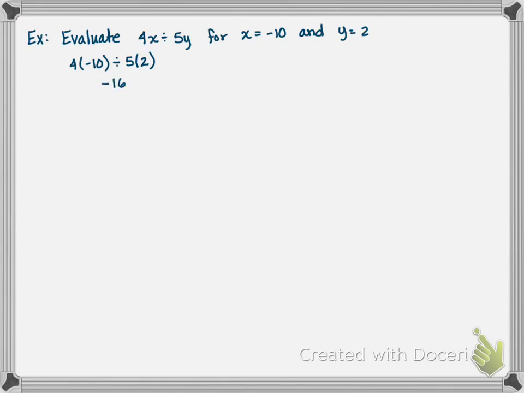No, it's doing it in the order that you are supposed to. Order of operations says to do multiplication and division from left to right, right? So 4 times -10 is -40. -40 divided by 5 is -8, and -8 times 2 is -16. Yeah? So it is tempting. This one is intentionally tempting to group things.